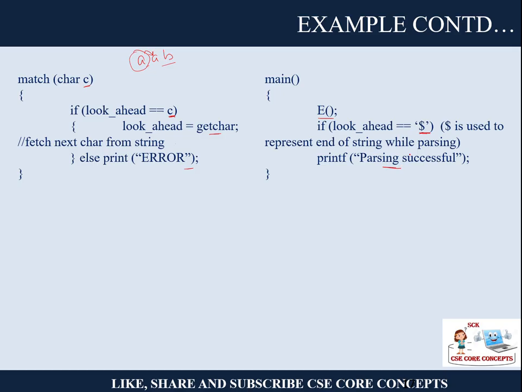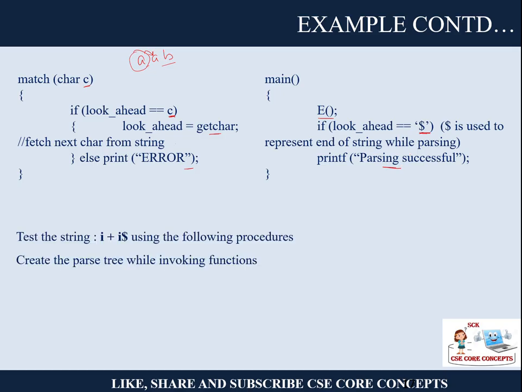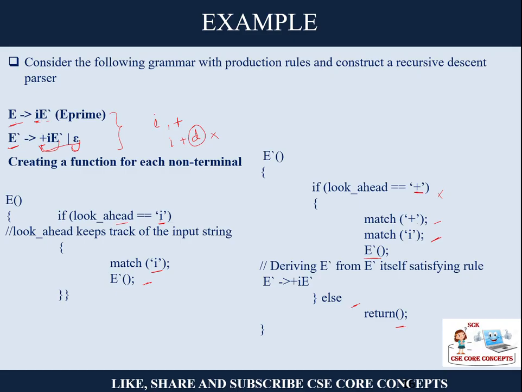So let us take the example of a string I plus I dollar. So I plus I is the string, dollar is the end of the string, and let's try to parse using these functions. So the first thing you will do is you will go and call the main function with E. So let us go to the E function and see what to do here. So in E function, our look ahead is I. Yes, the first string is I.